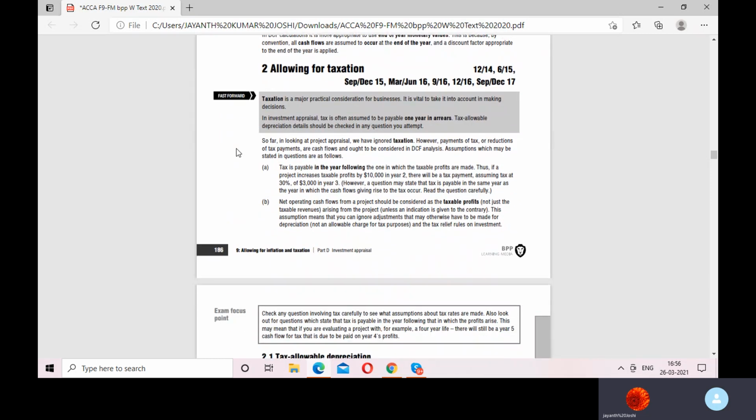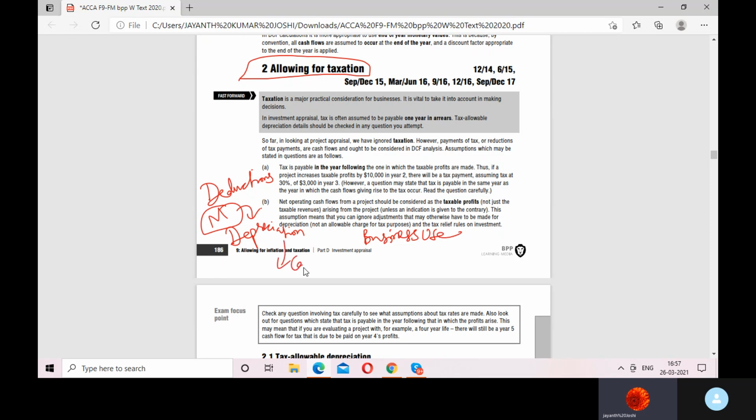So now allowing for taxation, see, government gives certain deductions. Deductions are nothing but certain expenditures. If I take a machinery, I will definitely incur depreciation on that, correct? Depreciation definitely is an expenditure on that machinery. This machinery you are using for business use, so the depreciation on that is a capital cost, because on the asset you are getting depreciation.